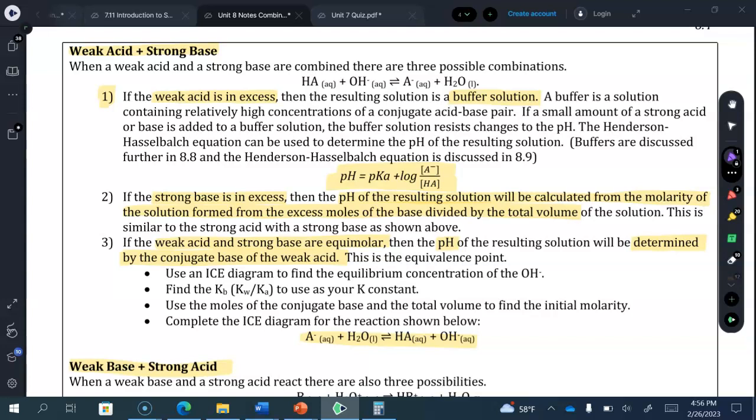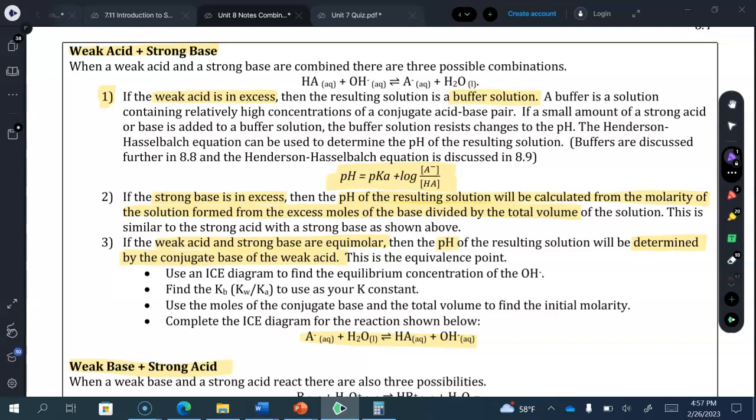So the Henderson-Hasselbalch equation can be used to determine the pH of the resulting solution, and that equation is given below. You can hard math it without that, and it works, but this makes the whole process much easier. So you get to skip the ICE table. If a strong base is in excess, then the pH of the resulting solution will be calculated from the molarity of the solution formed from the excess moles of base divided by the total volume. This is similar to a strong acid with strong base as shown above.